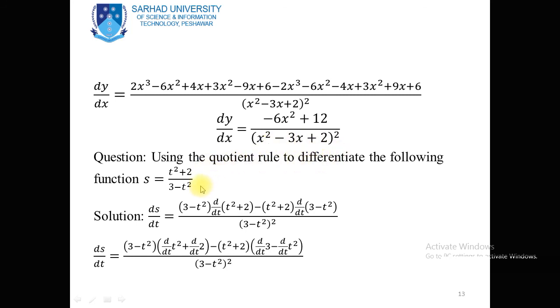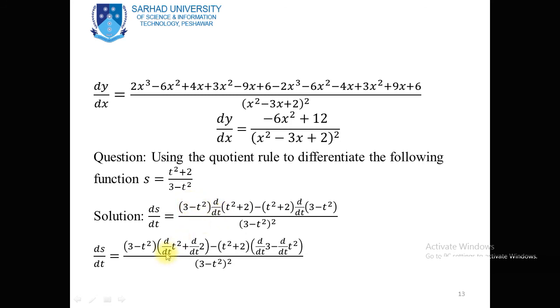Now another problem for the quotient rule. s is a function of t square plus 2 divided by 3 minus t square. Consider 3 minus t square, the g function, as the first function and t square plus 2 as the second function. So the derivative of the function with respect to t will be equal to first function, 3 minus t square, into derivative of second function, which is t square plus 2, minus second function as it is into derivative of the first function, divided by square of the denominator.